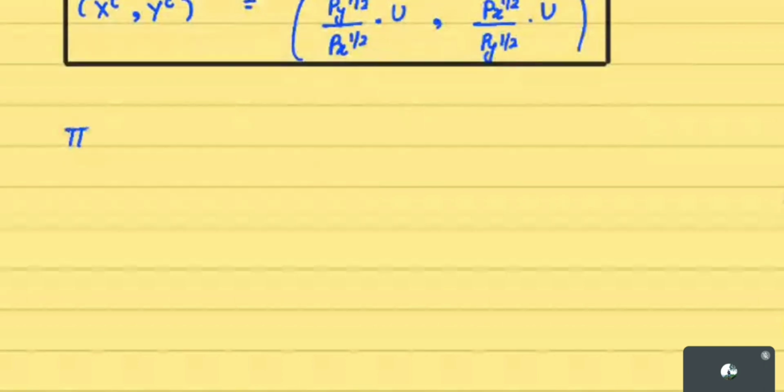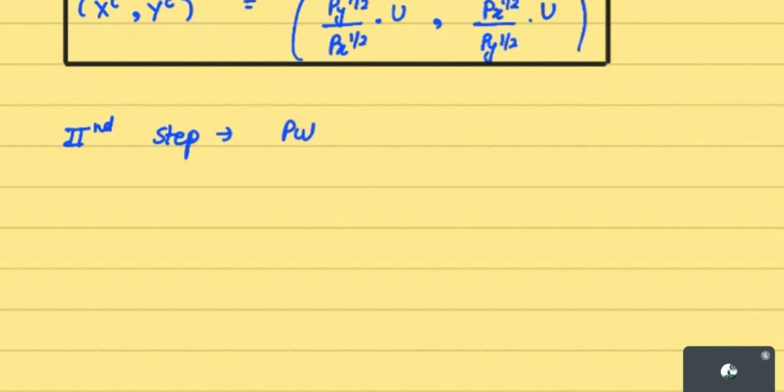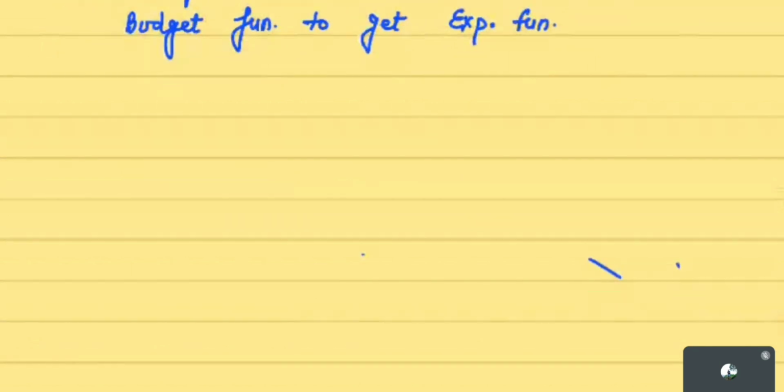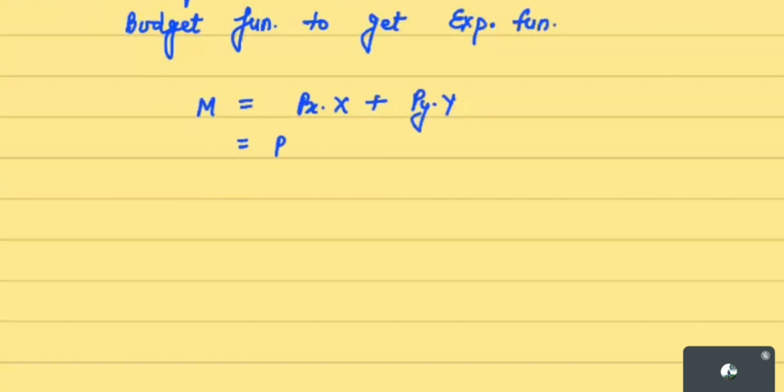So second step, put these XC and YC, or the action demand functions, into the budget function to get the expenditure function. So we have a budget function like this. Now we can put the values of X and Y here.